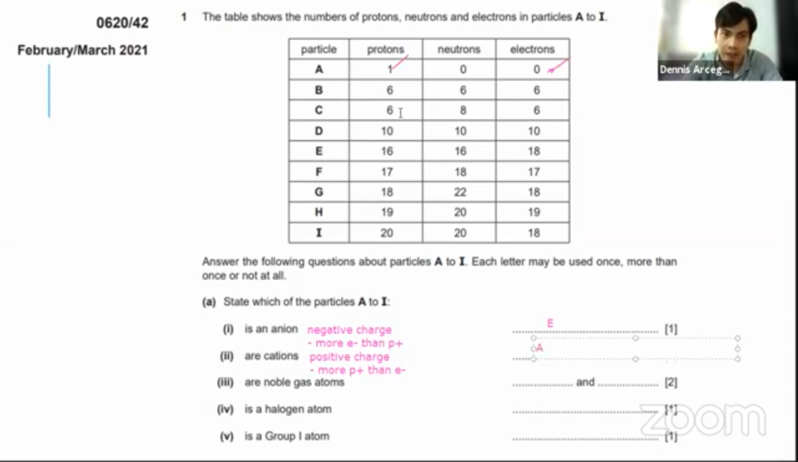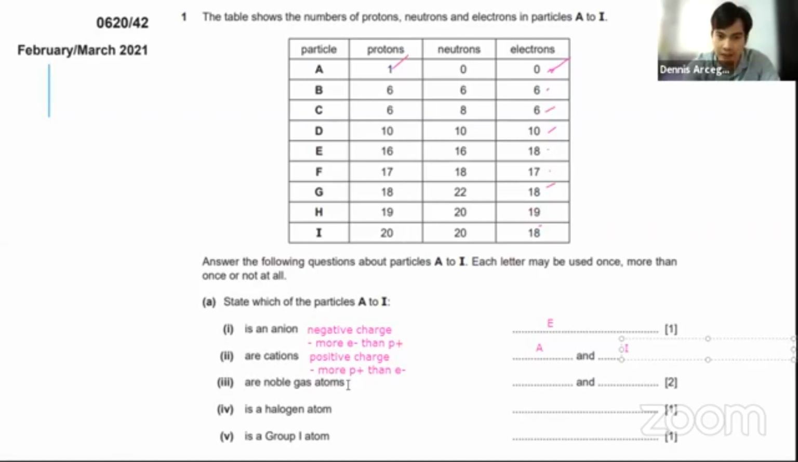Then let's see one more. This is not the same. So the answer is letter I. The other one is letter I. Just like that, you have to analyze. That's how you're going to answer this one. You just have to analyze.